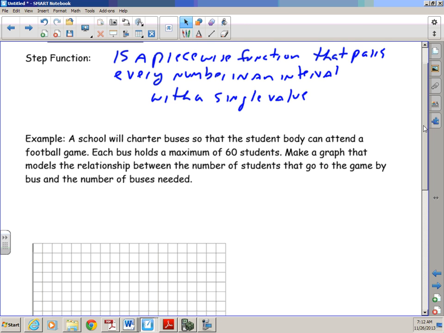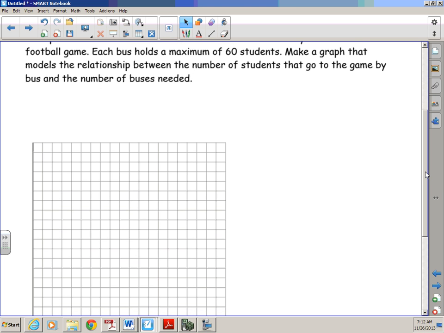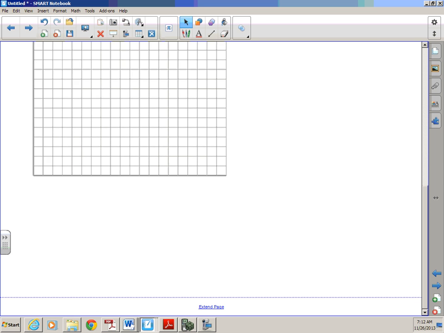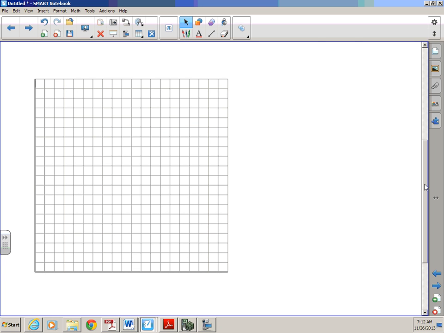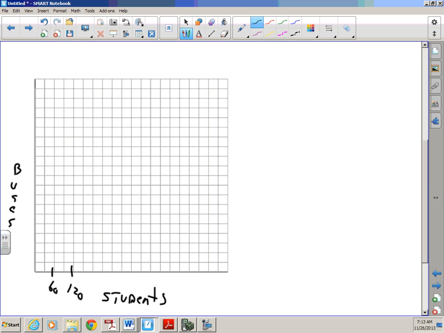A school will charter a bus so that the student body can attend a football game. Each bus holds 60 students at the most, and we want to make a graph that shows the relationship between the number of students going to the game and the number of buses needed. Well, first thing you should understand is that the x-axis is students, because the number of students generates the number of buses. Okay? And I'm going to go in intervals of 60. Well, technically 30, 30, 60, 90. I'm just going to write them in intervals of 60.